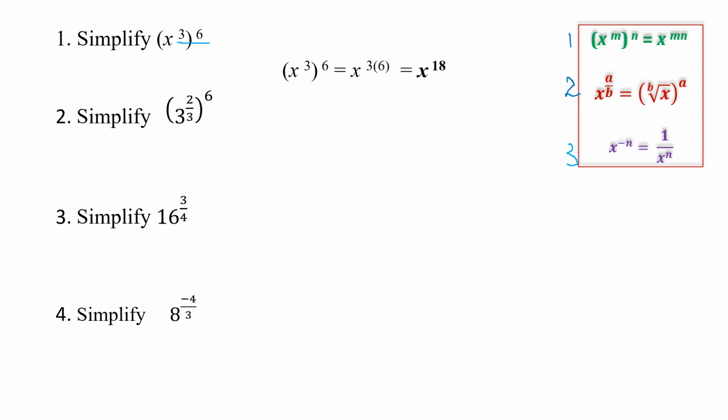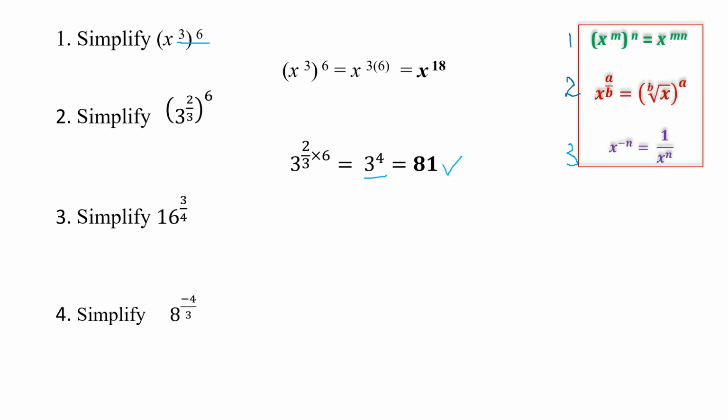Let's move on to the second example. Likewise, we are going to use the first law there. So it will be 3 to the power 2/3 times 6, and 2/3 of 6 is 4. So 3 to the power 4 is equal to 3 times 3 times 3 times 3. We have four 3's which are multiplying each other. So our final answer is 81.